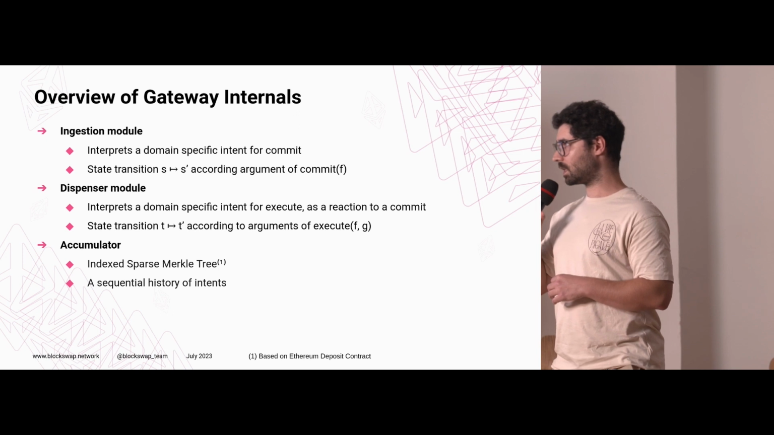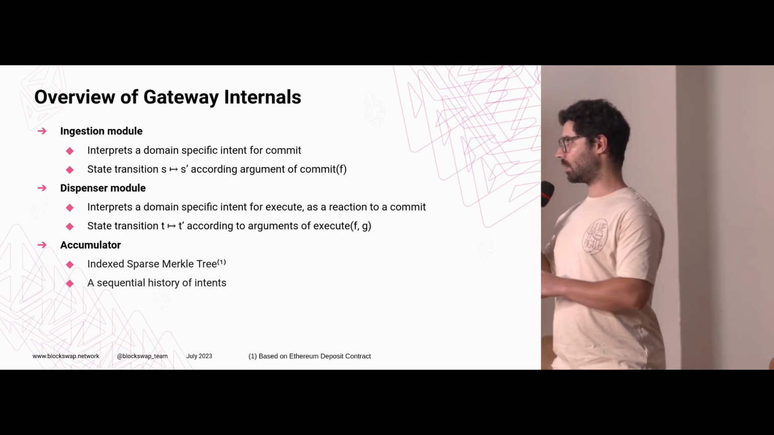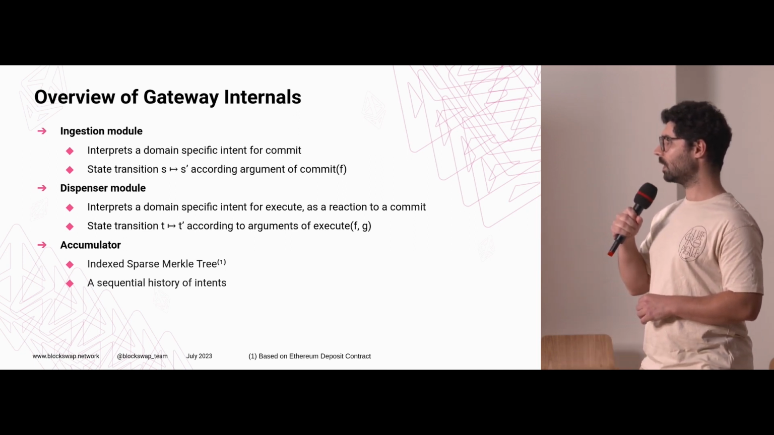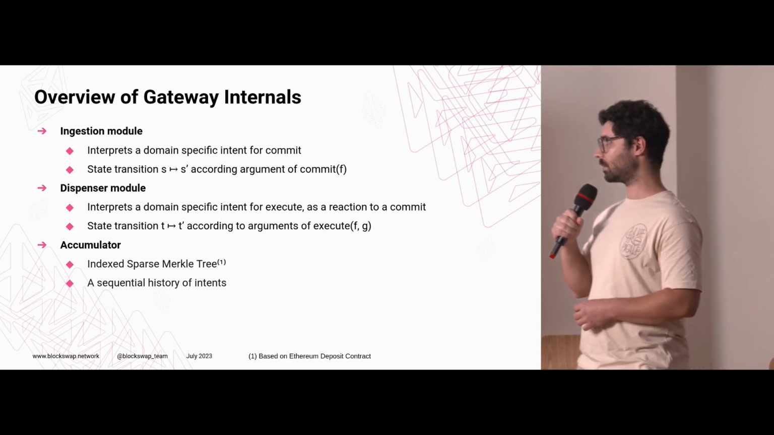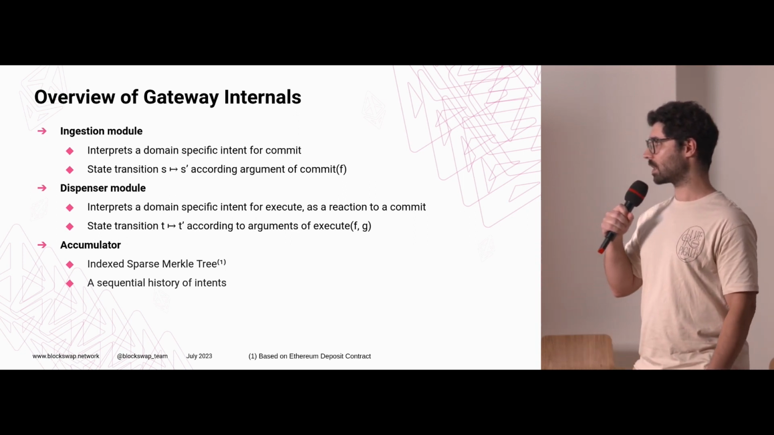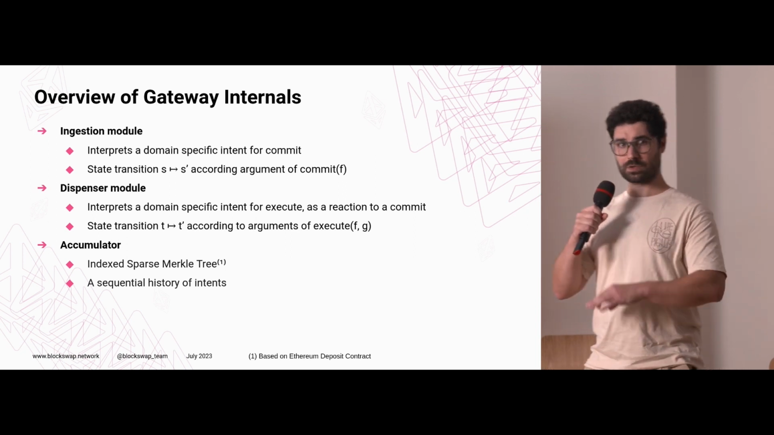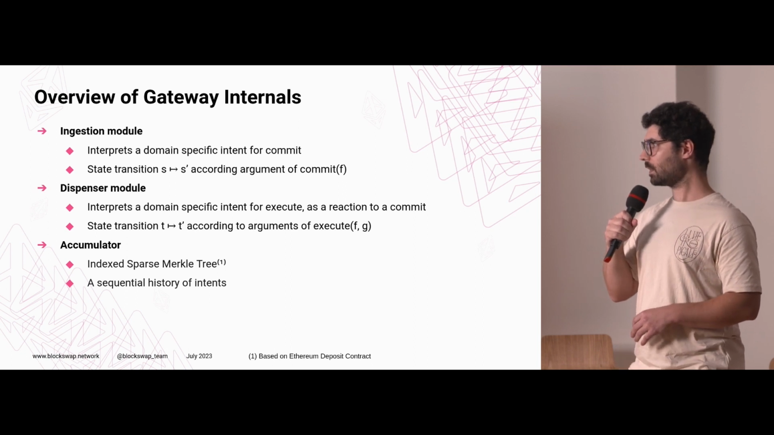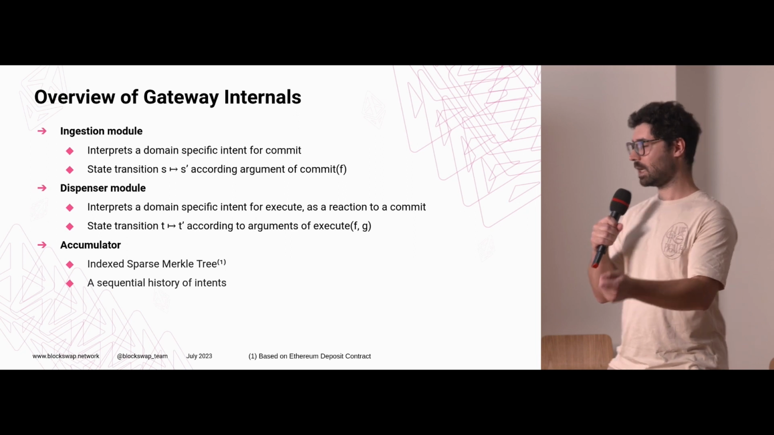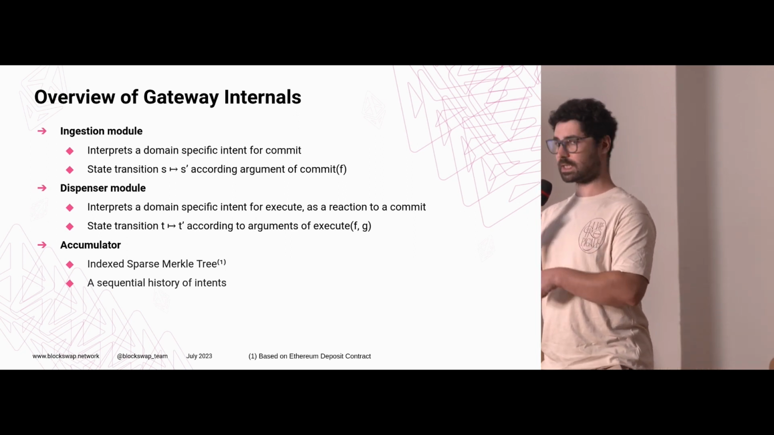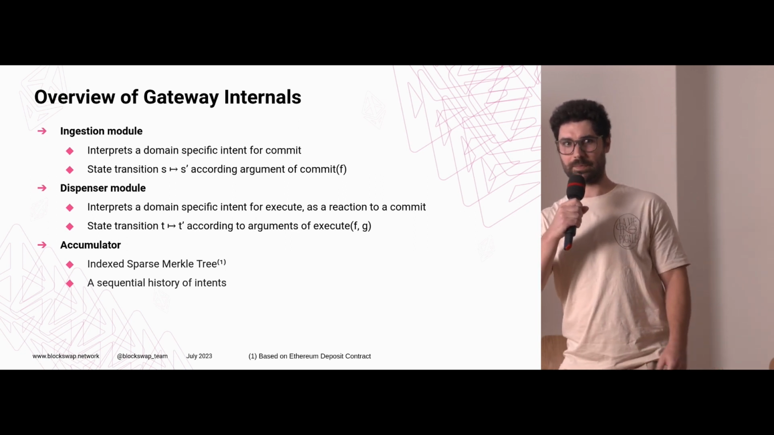And additionally, we have a dispenser module, which is similar, but interprets intent for execute, making the state transition from T to T prime according to the intents given to execute. The accumulator is an indexed sparse Merkle tree, and I will get more into details about the accumulator later. It stores a sequential history of intents, so whenever a commit has happened, you will be able to look up in what order these commits happened.